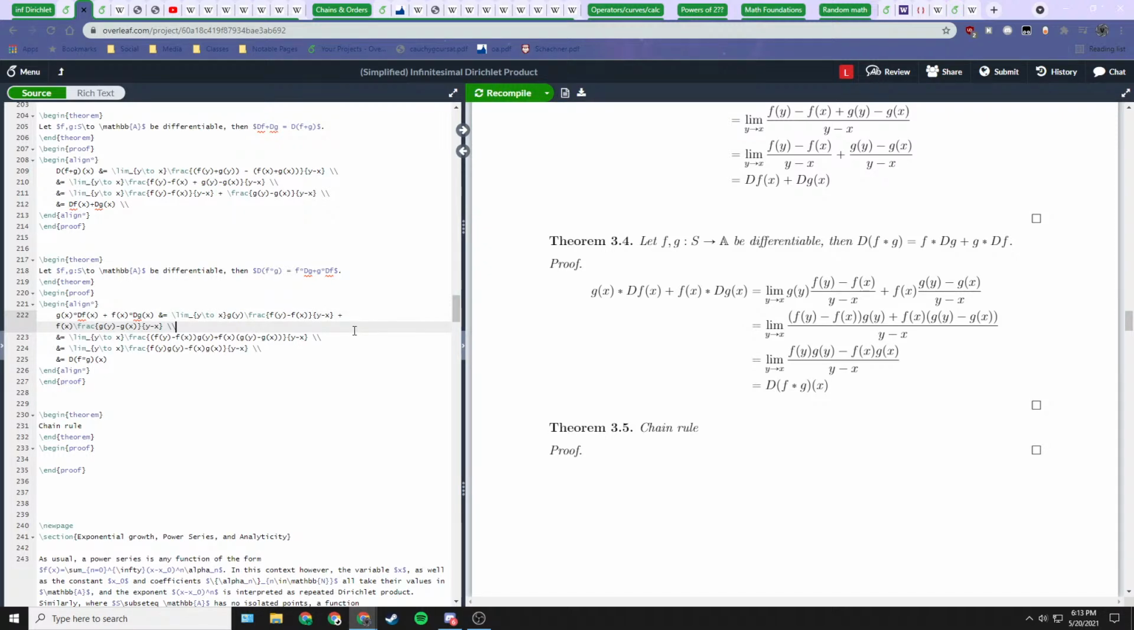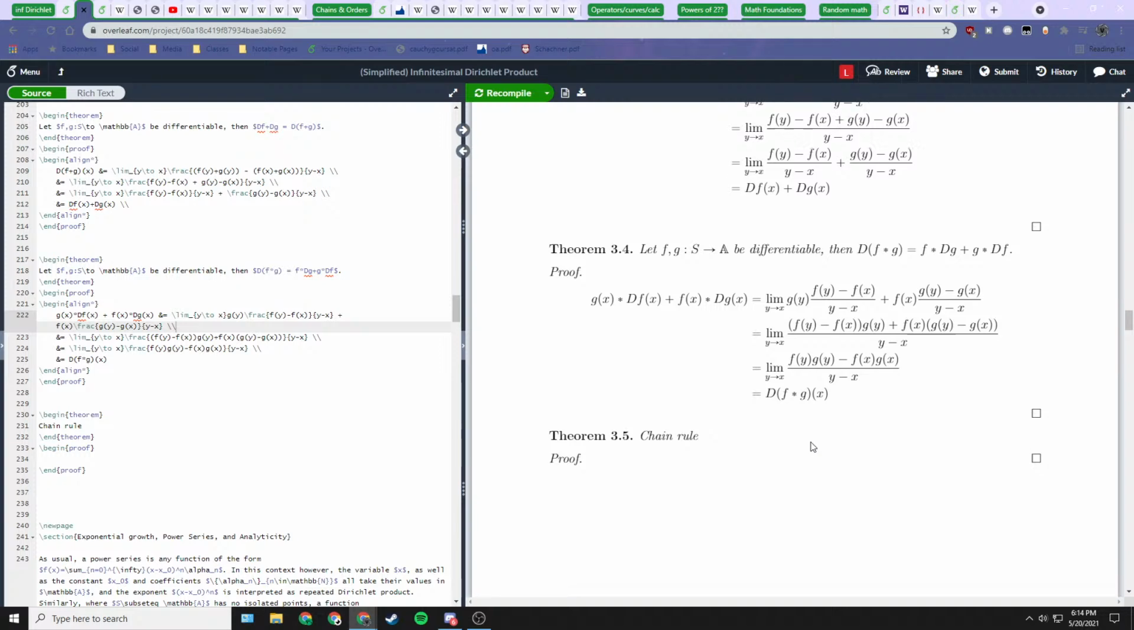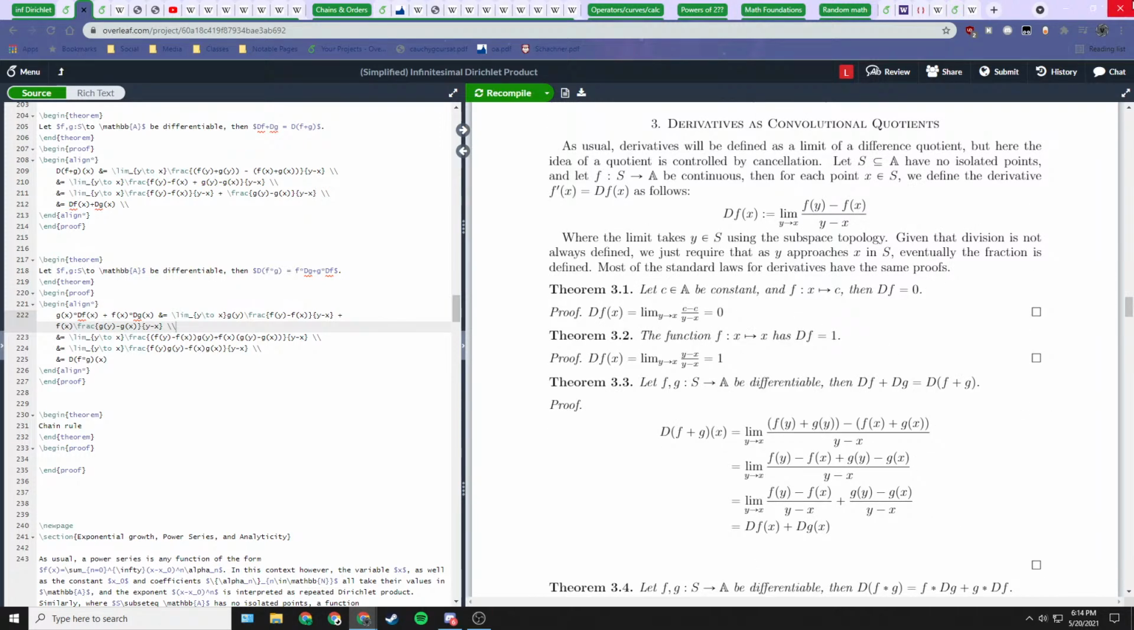Okay, sure. So we merge the fractions together, we simplify, and then we just get this derivative. So that's the product rule. The chain rule is the one that's a little finicky.